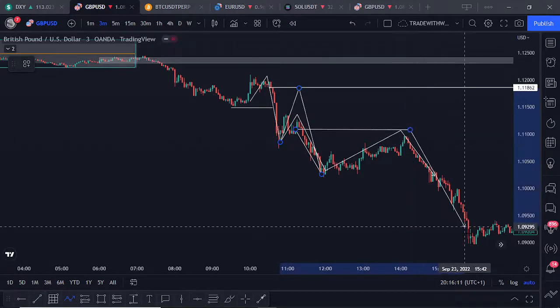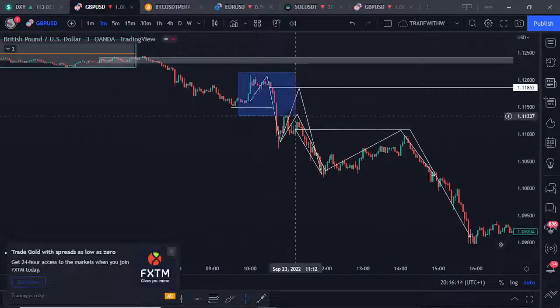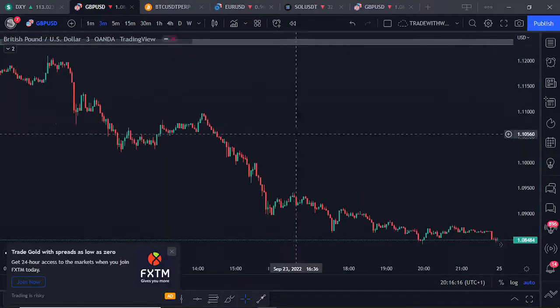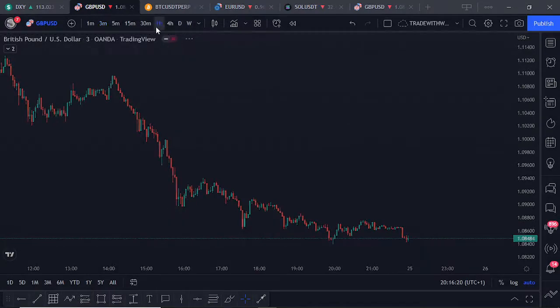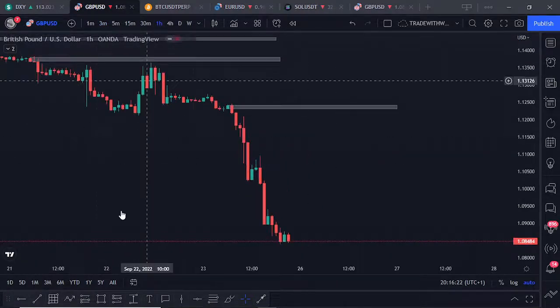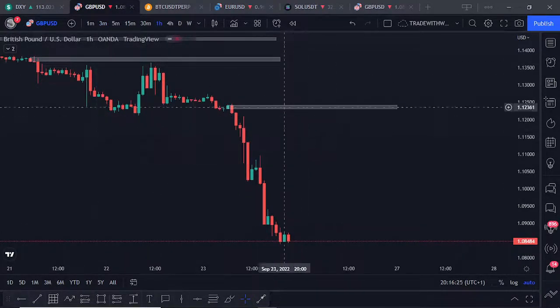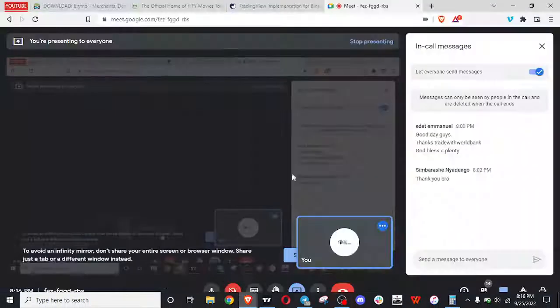Then I'll continue shifting my entries. I'll continue trading my stop loss till it gets to a particular zone where I don't want to take the trade anymore. I just close everything off. I'll close all my positions off. You understand? So that is that on risk and trade management.